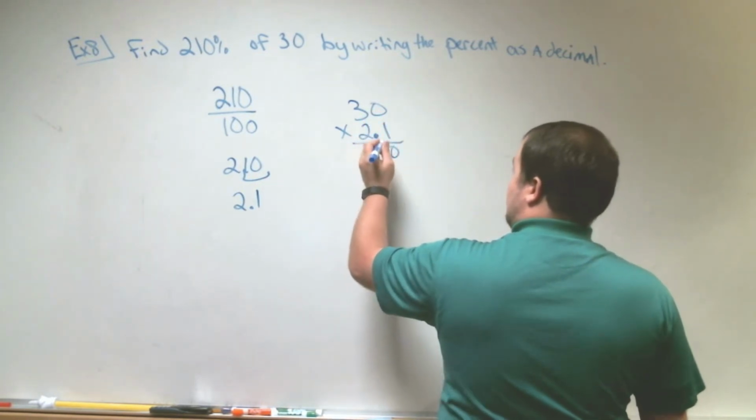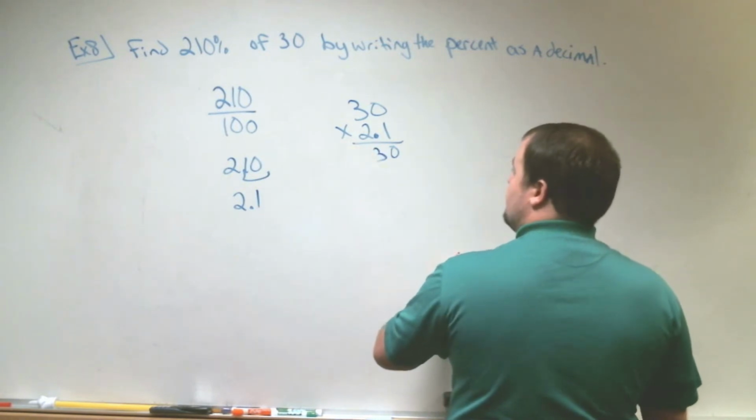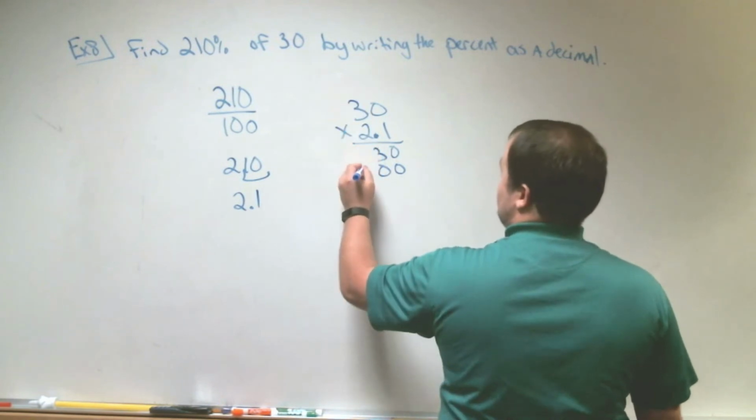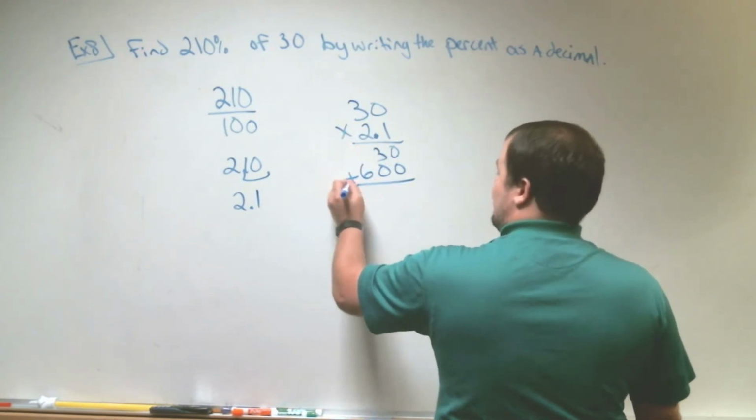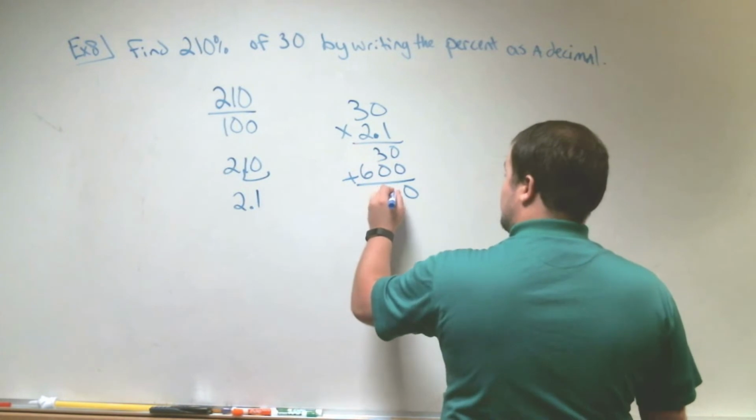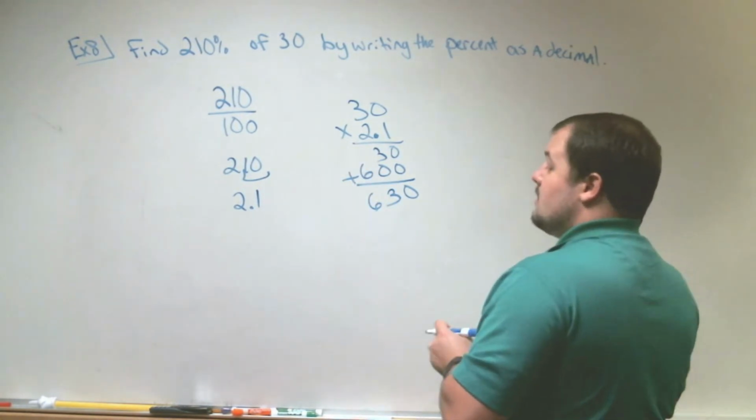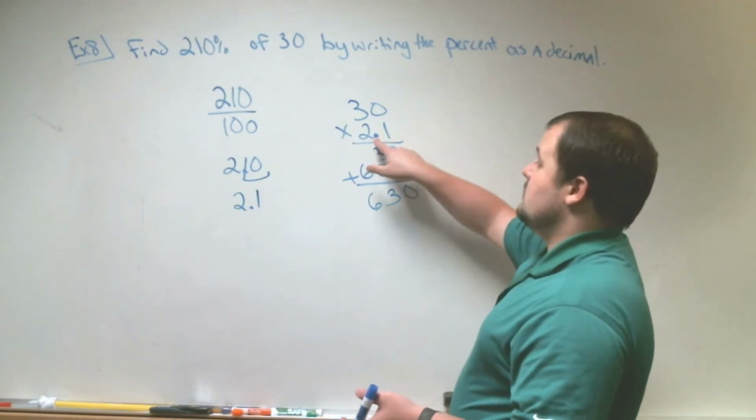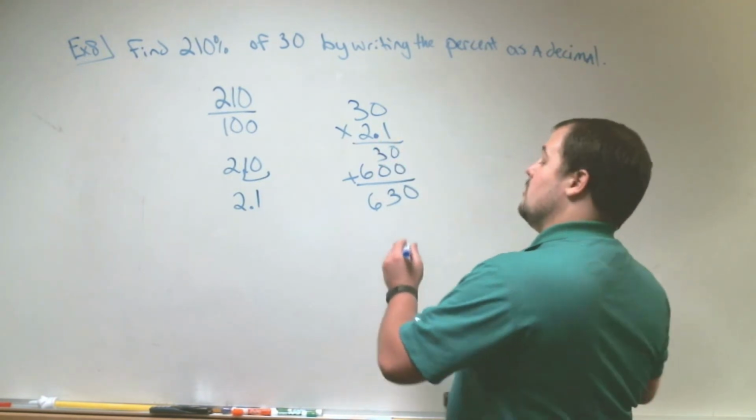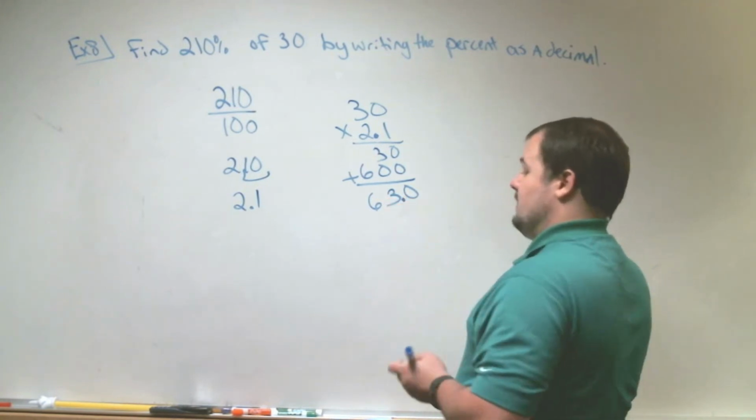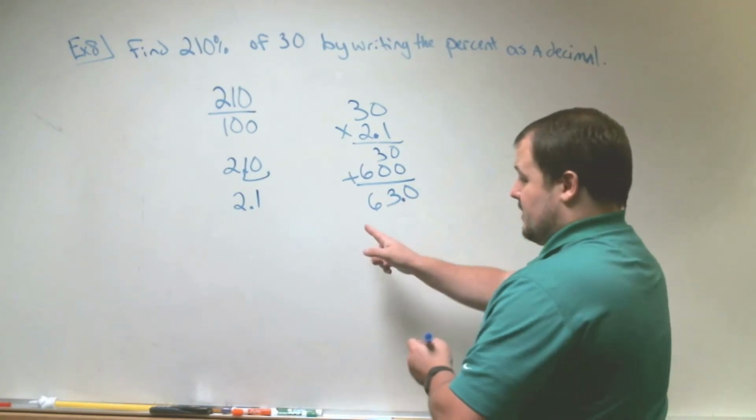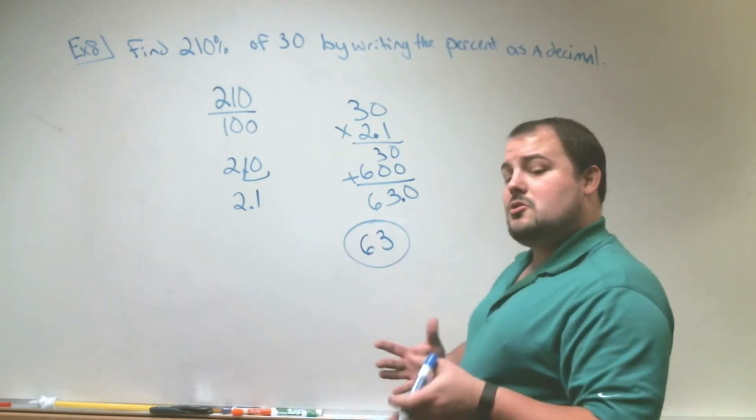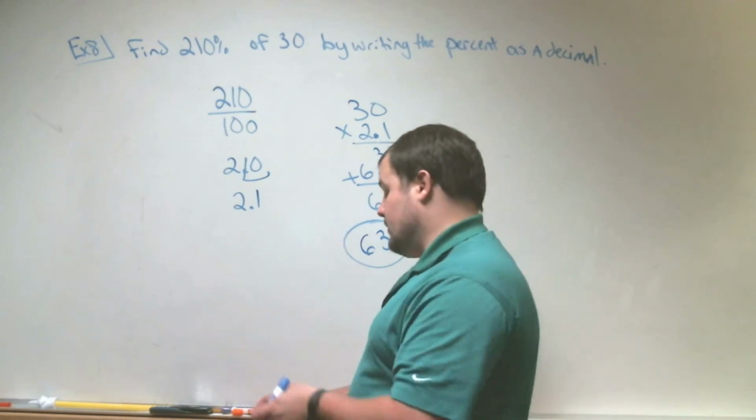1 times 0, that's 0. 1 times 3, that's 3. Put a 0 because you're in the second spot. 2 times 0, that's 0. 2 times 3, that's 6. And then you add 0, 3, 6. Now, all you have to do is count how many numbers are behind the decimal. Well, there's one number behind the decimal, so that means all you do is move the decimal one spot in. So 63 should be our number because it's 63.0. So 63 should be 210% of 30.